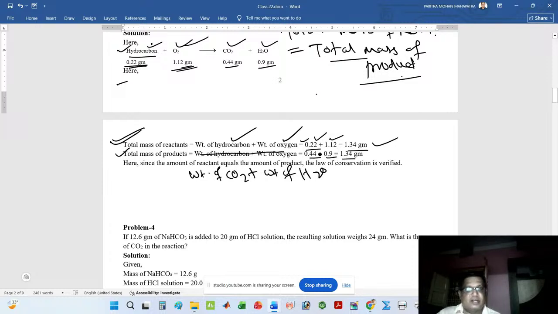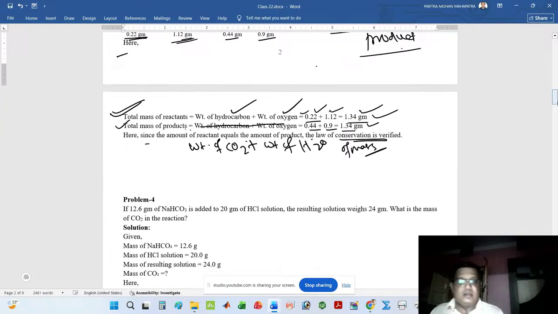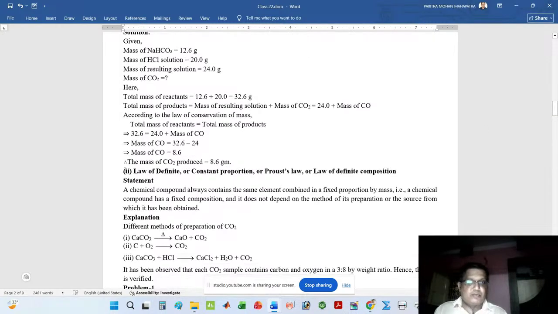Look at that. Here the total mass of the reactant is your 1.34 gram. Total mass of the product is also 1.34 gram. That means total mass of the reactant is equal to total mass of the product. Since the amount of the reactant is equal to the amount of product, the law of conservation of mass is verified. This is problem number 3. Next, move to problem number 4.